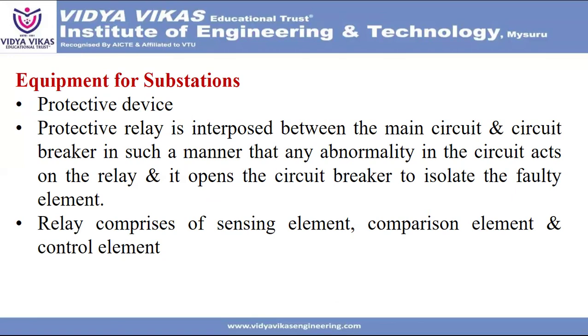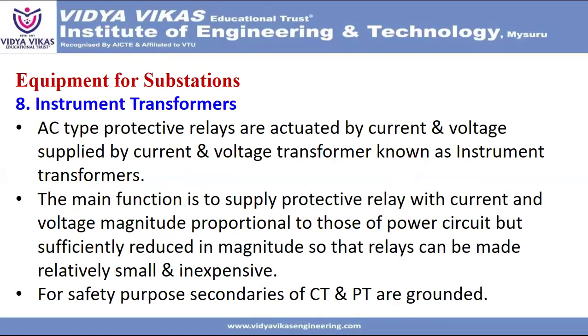The protective relay is interposed between the main circuit and the circuit breaker in such a manner that any abnormality in the circuit acts on the relay and it opens the circuit breaker to isolate the faulty element. The relay comprises a sensing element, comparison element, and control element.